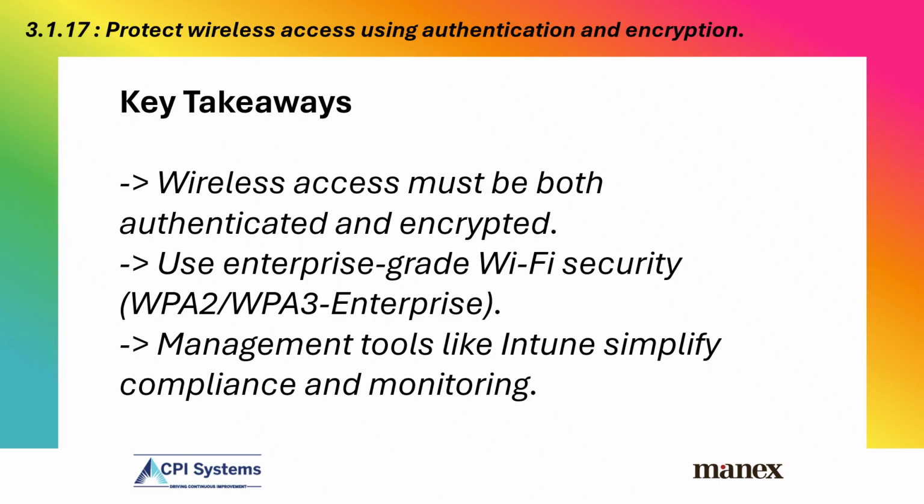Let's look at key takeaways for protecting wireless access to make sure it's authenticated and encrypted. Strong authentication and encryption are non-negotiable for protection and compliance. Use enterprise-grade Wi-Fi security like WPA2 or WPA3 Enterprise. And management tools like Intune will simplify compliance and ongoing monitoring.